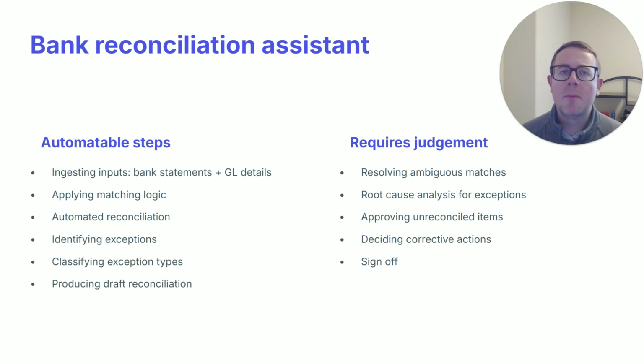And then of course there are still components that require some level of human judgment. We're going to have to resolve any ambiguous matches where there's multiple options based upon applying the matching logic that we've provided. Getting into root cause analysis for exceptions that have been flagged. Ultimately approving any unreconciled items and that those are valid transactions in the system, or on the bank statement that haven't been processed just from a timing perspective. Deciding any corrective actions that are needed, and ultimately signing off on the reconciliation that it is complete and accurate.